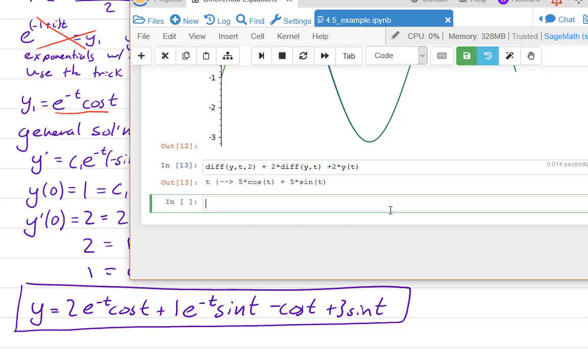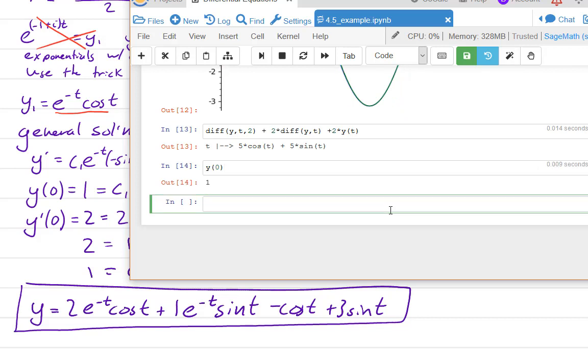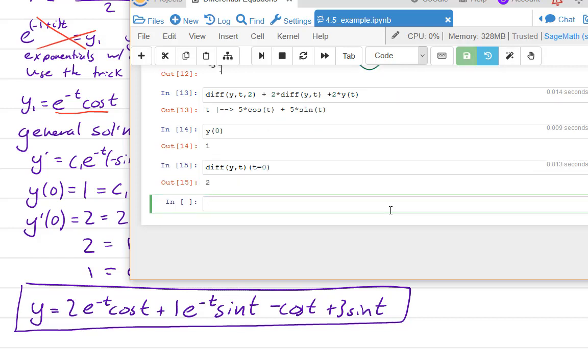And from there, we also want to make sure it satisfies the initial conditions. So if I want to make sure that y of 0 is equal to 1, it is. And the derivative of y with respect to t plugged in at t equals 0 should become 5, hopefully. Oh no, it should become 2. Yeah, y prime of 0 is supposed to be 2. Very good. Okay, so that's just checking your work using Sage.